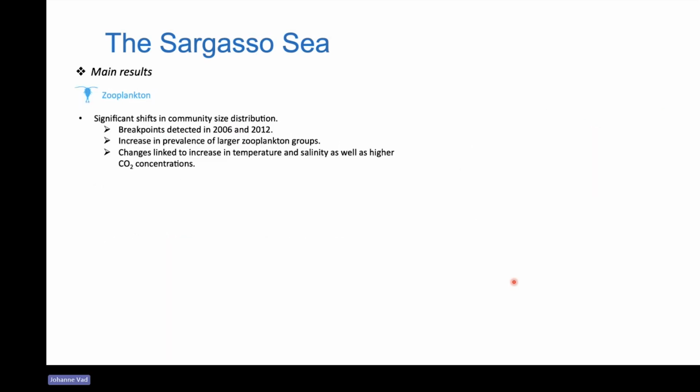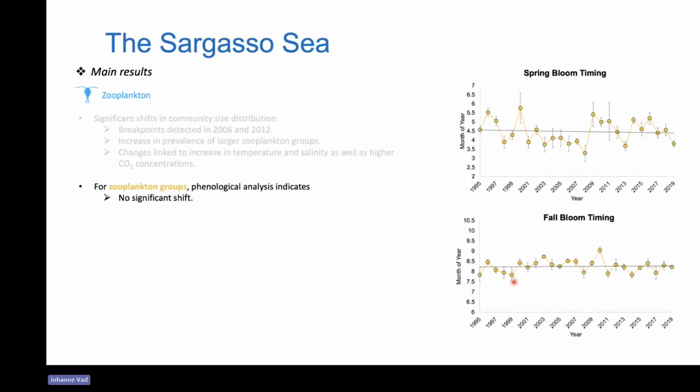If I now look at the zooplankton, again, we see some changes in the community composition, with the prevalence of larger zooplankton groups becoming more abundant over time. And again, we can link these with changes in temperature and salinity, as well as CO2 concentration. But if we look at the phenological analysis, we see that there's really no shift in the timing of the zooplankton blooms, both in spring and fall. So what does that leave us with?